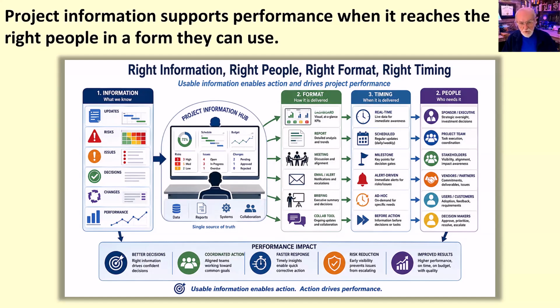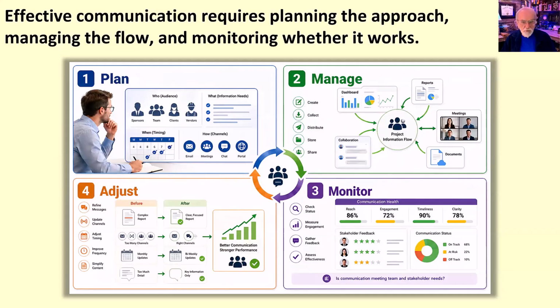And what we're doing in execution is continuing to extend that planning concept into execution, because stakeholder information needs change throughout the project, in the same way that the stakeholders themselves and their influence and impact will evolve throughout the project. So it's important that information distribution be intentional. And when it's intentional, we need to distinguish between planning communications, managing the flow of communications, and monitoring whether communication is working. So effective communication requires the planning approach, managing the flow, and monitoring whether it works.